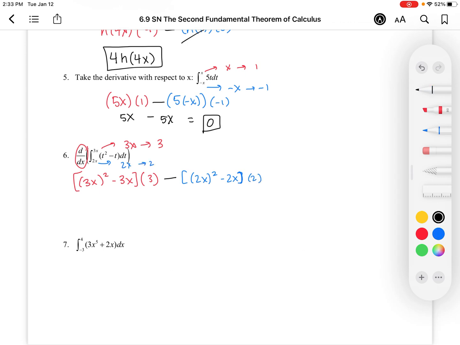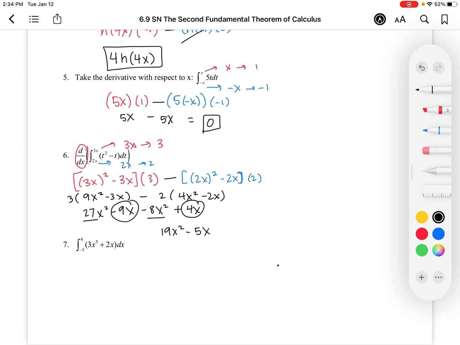So cleaning it up, this is going to give me a 9x squared minus 3x, and I have a 3 that I'm multiplying that by, minus 2 times my 4x squared minus 2x. So 3 times 9 gives me 27. So 27x squared minus 9x, and then I'm going to distribute a negative 2 over here. So this is going to be negative 8x squared plus 4x. So 27x squared minus 8x squared gives me a 19x squared, and a negative 9x and 4 gives me minus 5x.